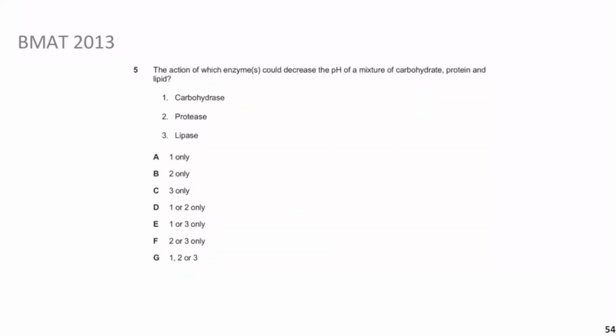It says, the action of which enzyme could decrease the pH of a mixture of carbohydrates, proteins, and lipids. And then you have a few options. So, guys, pause the video, give yourself a minute, and be sure to come back after that minute, where we'll be going through the answer.